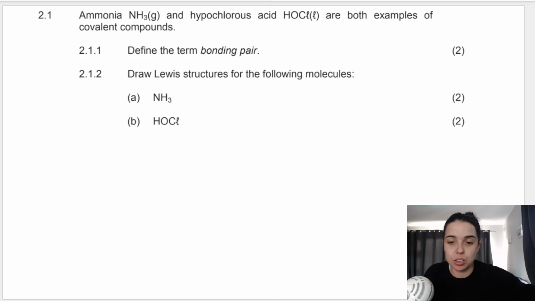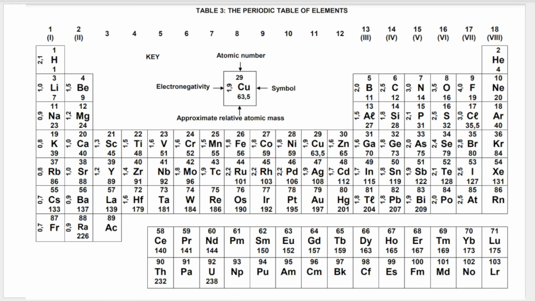Now how you do Lewis dot diagrams is as follows. You look for the number of valence electrons that each atom has. And a quick way to do that is to look at the Roman group numerals on the periodic table. So in the case of ammonia, NH3, the N, nitrogen, is bonded to the hydrogen. So nitrogen is over here and it has 5 valence electrons. Hydrogen is over here and it has 1 valence electron. So these numbers over here, the Roman group numerals, tell me how many valence electrons my atoms have.